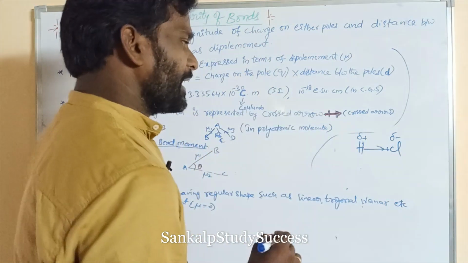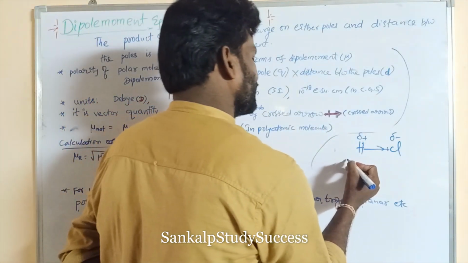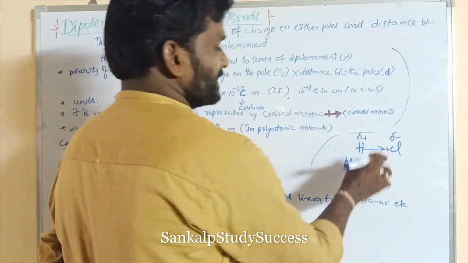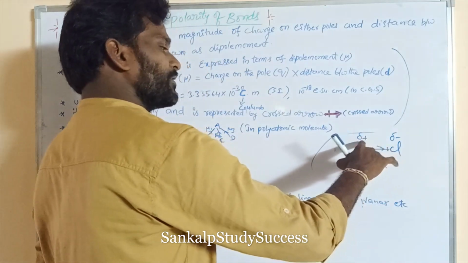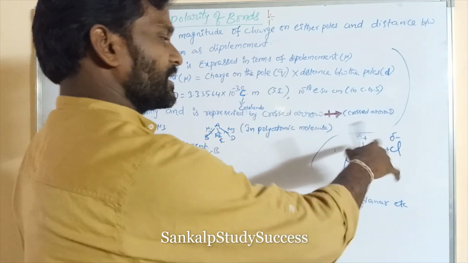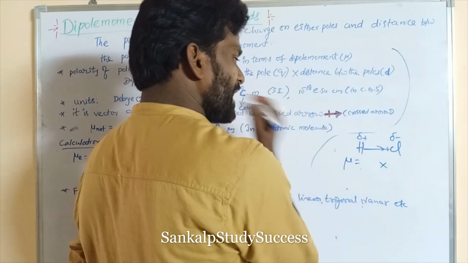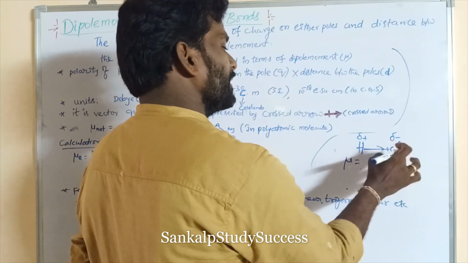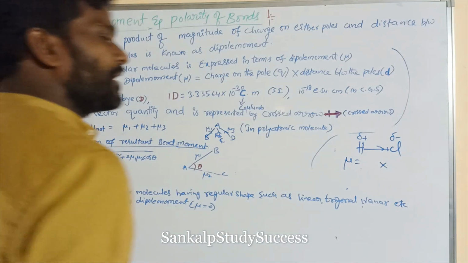Now, dipole moment can be represented by mu. Mu is equal to the product of the magnitude of either charge, either delta plus or delta minus, that is, the magnitude of charge on either pole, and the distance between these poles. So what is the dipole moment?